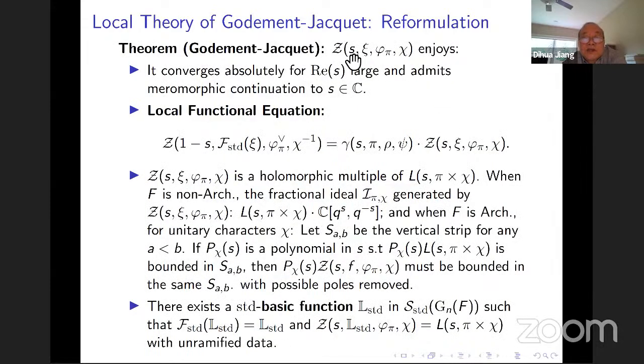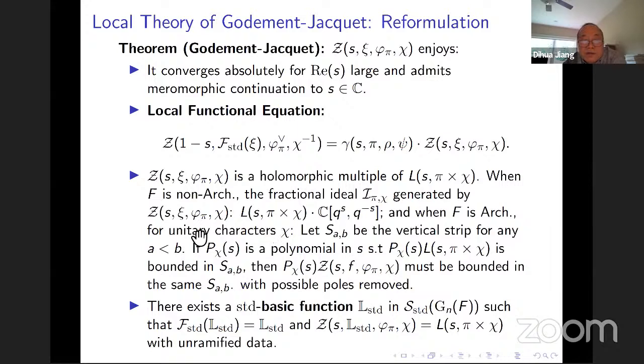And then Godement-Jacquet says that this theta function, this is a renormalized theta function, but it's just a renormalization, right? It converges for real part of s large and has meromorphic continuation. And then you have a functional equation like that. So this is the local Langlands gamma function. And then the GCD, right? The theta function gives a holomorphic multiple of the L-function in the non-Archimedean case. So basically the fractional ideal generated by the theta integrals looks like this.